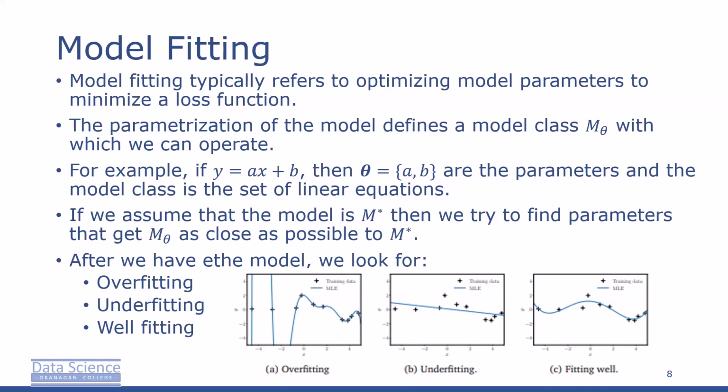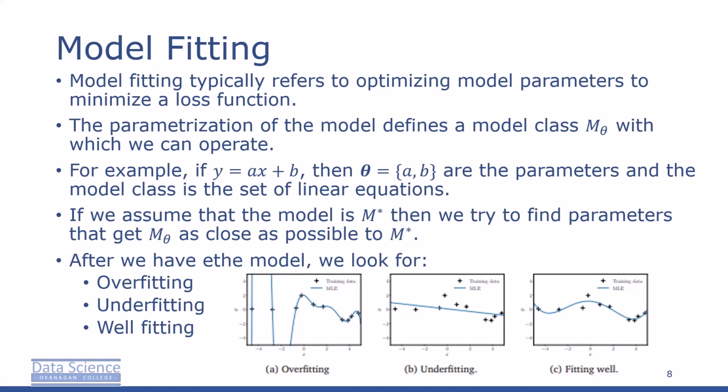Now, if we assume the data comes from a model M star, which is known to us, then for a given training data set, we optimize theta so that M theta is as close as possible to M star, where the closeness is defined by the objective function we optimize. In our example, the squared loss on the training data. After the optimization, that is, when we obtain the best possible parameters theta, we distinguish between three different cases: overfitting, underfitting, and fitting well.